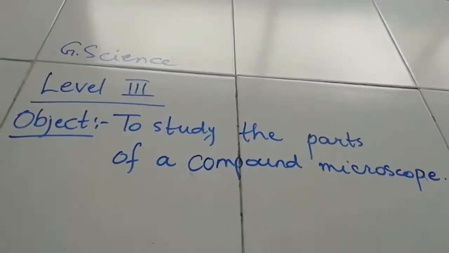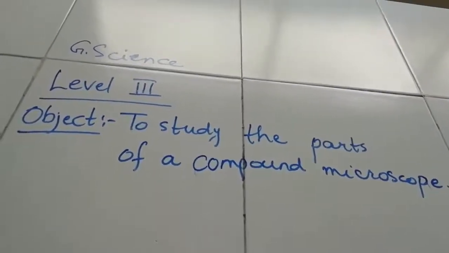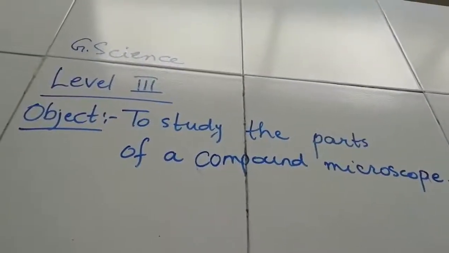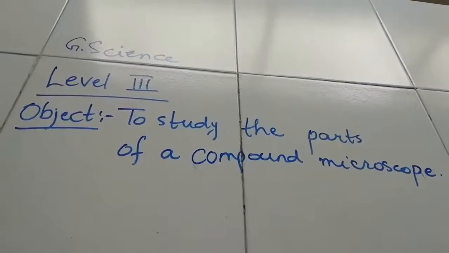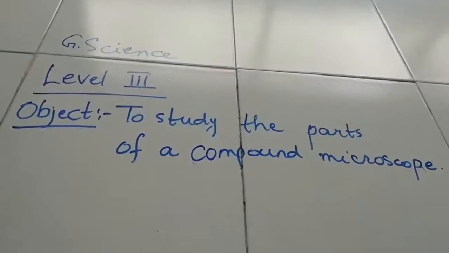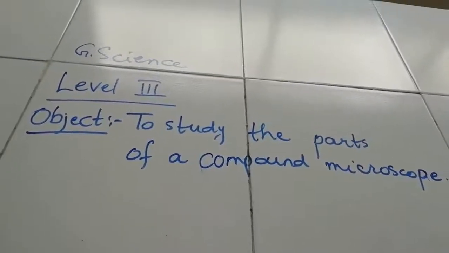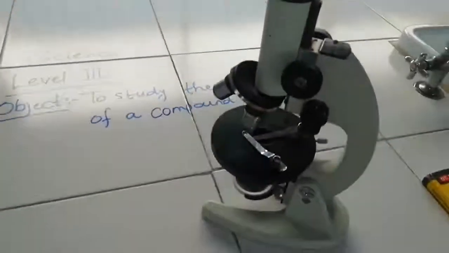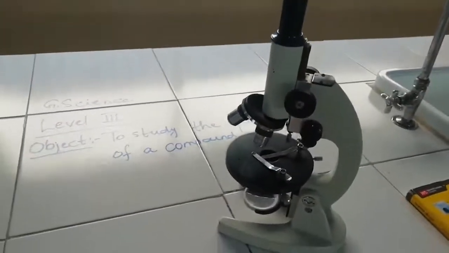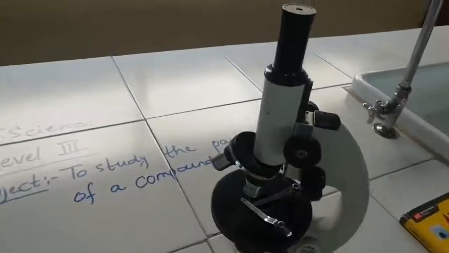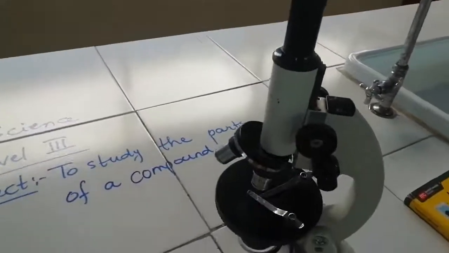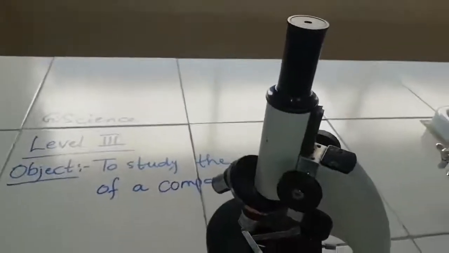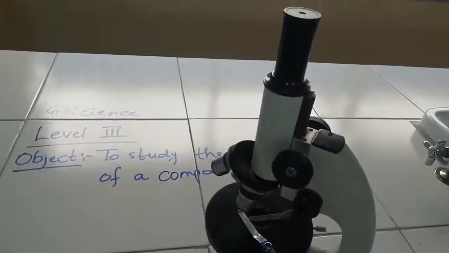In Class 6, we are going to study the parts of the compound microscope today, as we have studied it in the first chapter, living things, right? So today I am going to demonstrate the microscope with its parts and its function, right? This is how a compound microscope looks. You are familiar with it as you have already observed some slides under the microscope in your class level 2.